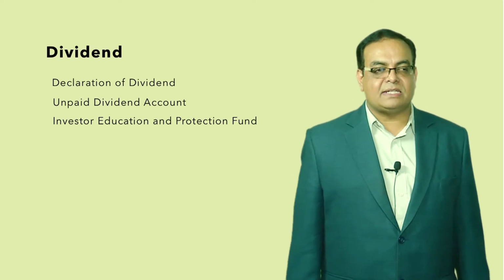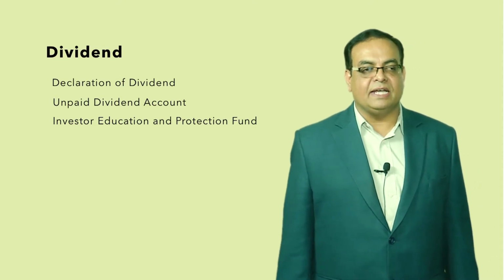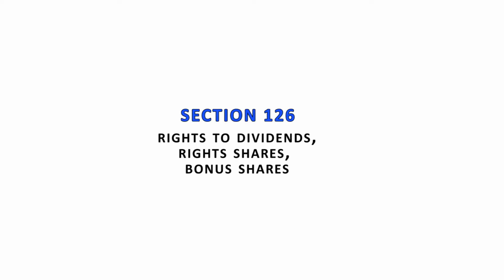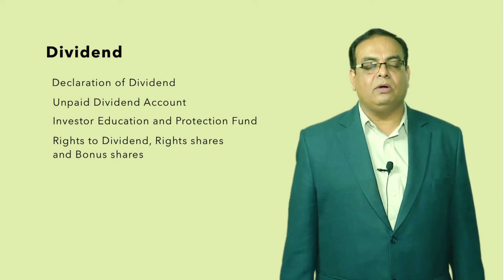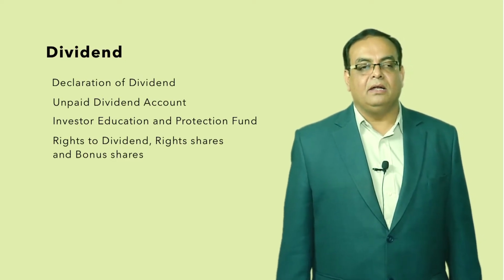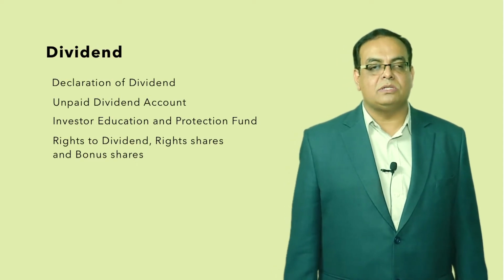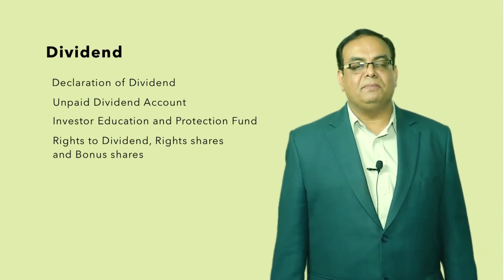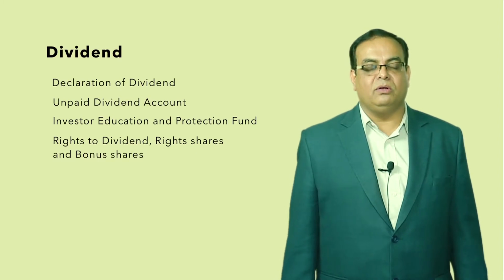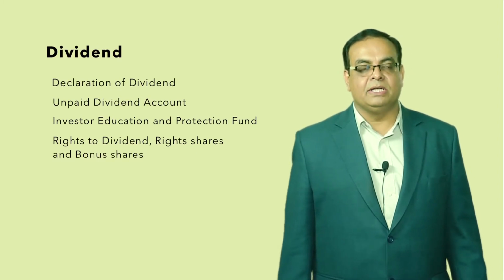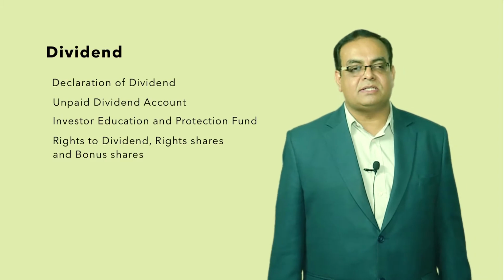Now the next section with regard to dividend is section 126, which talks about dividend, and also rights shares and bonus shares. As we know, if you look at the rights of the equity shareholders, they have the right to attend the AGM. Even when the company has declared dividend, they immediately have a right to that dividend. Similarly, when the company is going to declare a rights issue, these rights equity shares are generally to be offered to the existing shareholders.